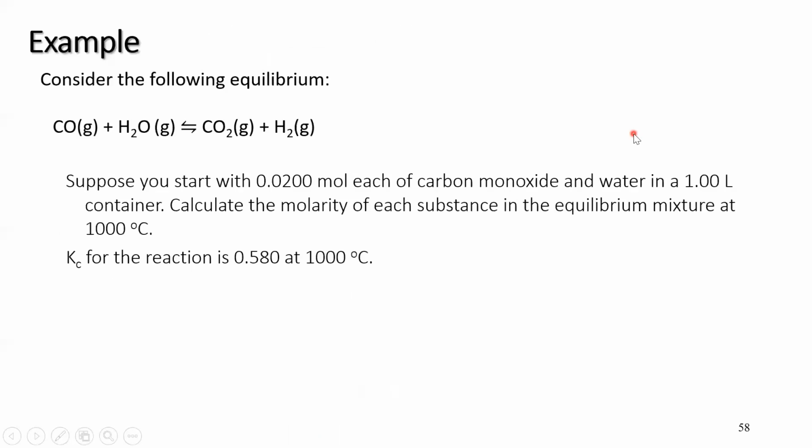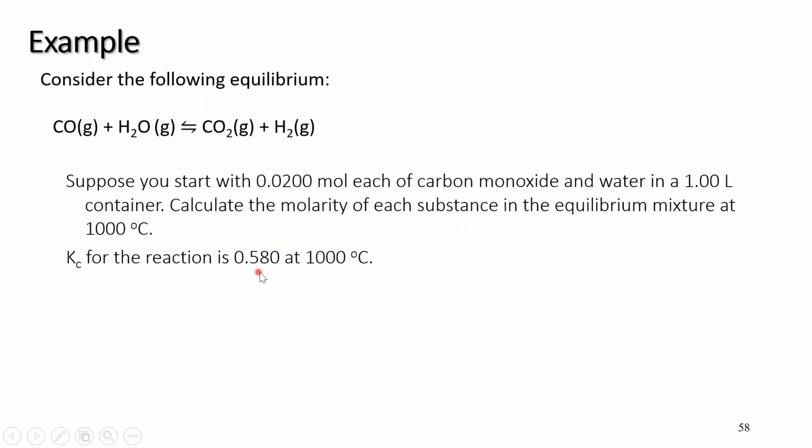All right, so let's look at another question. Once we get a feel for how these equilibrium problems go, they're all very similar types of problems. For this one, we're given a reaction. It's a reversible reaction at equilibrium. It says, suppose you start with 0.0200 moles of carbon monoxide and water in a 1 liter container. Calculate the molarity of each substance at equilibrium. And it gives us K.